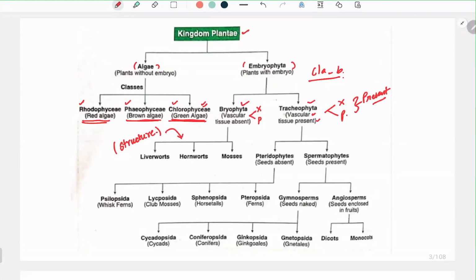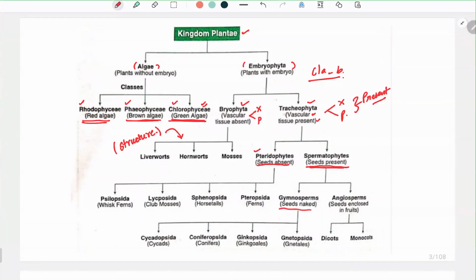In tracheophyta, the vascular tissue is present, and it is divided into pteridophytes and spermatophytes. In pteridophytes, the seed is absent, and in spermatophytes, the seed is present. Pteridophytes are also divided into further classification, that is Psilopsida, Lycopsida, Sphenopsida, and Pteropsida, and the spermatophytes, in which seeds are present, are further divided into two, that is gymnosperms and angiosperms.